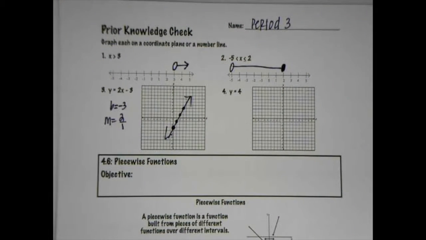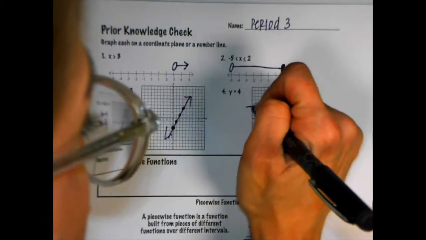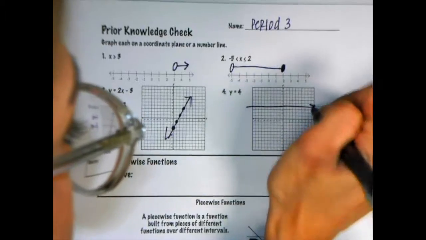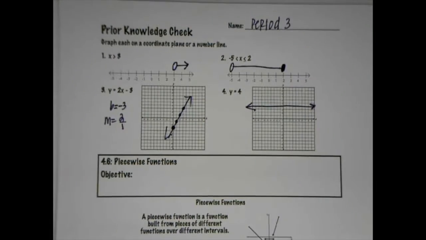All right, and then y equals 4. What would that graph look like? Yep, a horizontal line going through 4. Because there's no what? No x. Yep, if that was y equals 4x, that means you start at 0 and go up 4 over 1. Okay? All right, so these are today called piecewise functions.